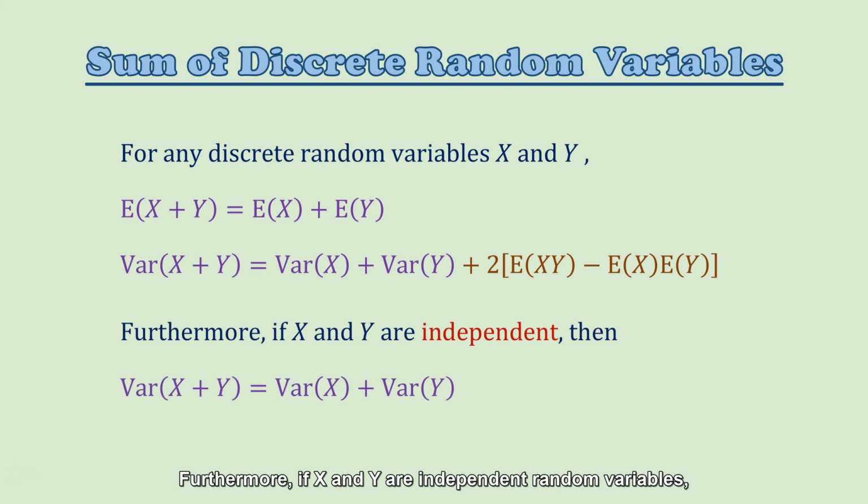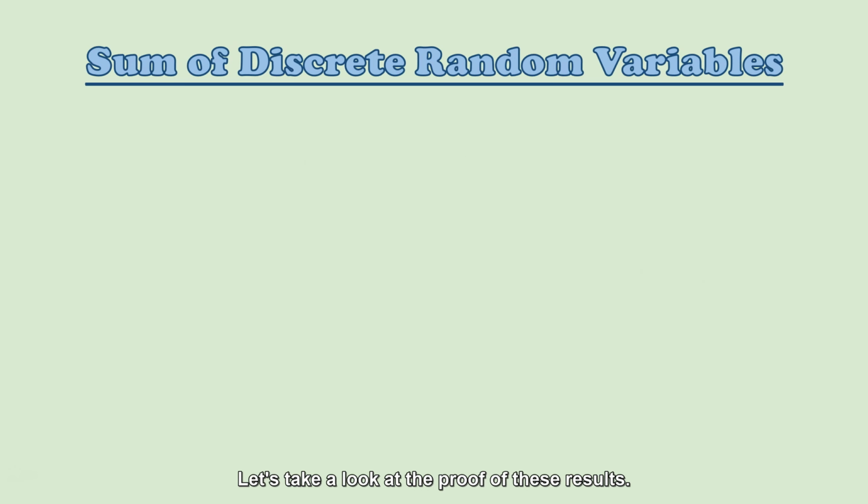Furthermore, if X and Y are independent random variables, that means the probability distributions of X and Y will not affect each other, then the variance of X plus Y is simply equal to the variance of X plus the variance of Y. Let's take a look at the proof of these results.